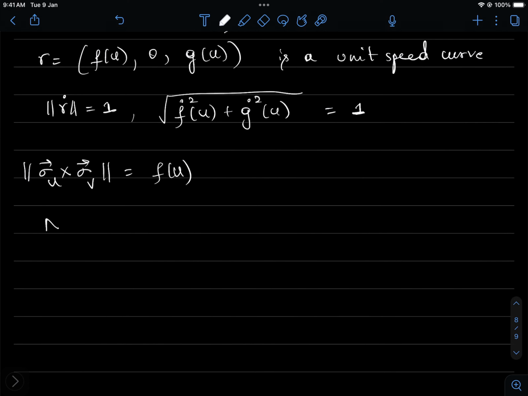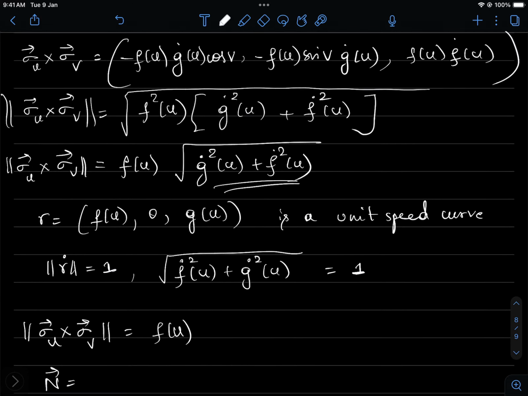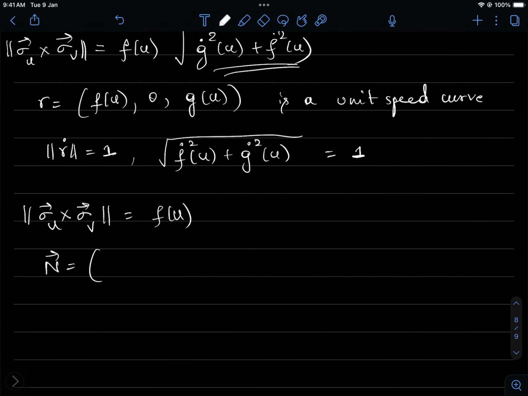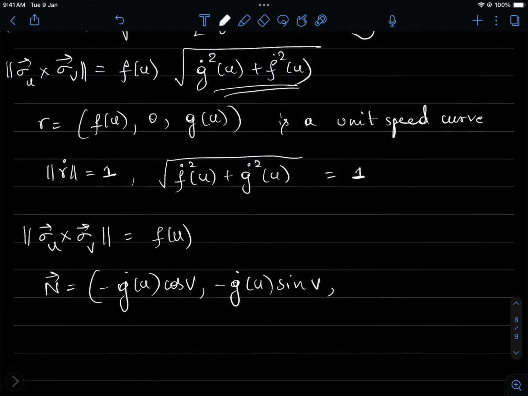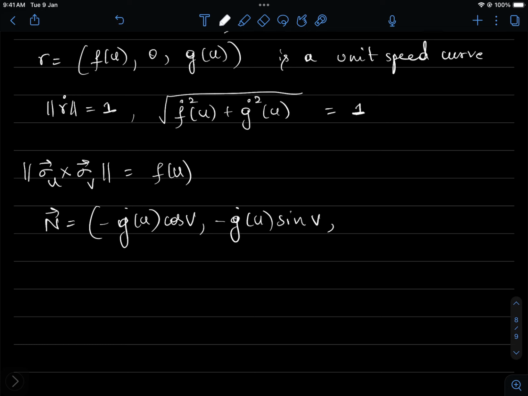So what will the standard unit normal be? Minus g dot u cos v, minus g dot u sin v, comma, last f dot u. This is the expression for the standard unit normal.